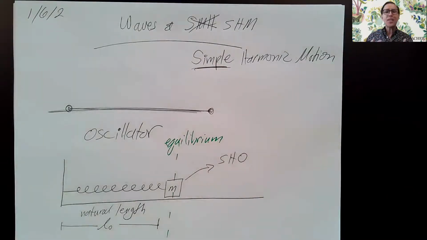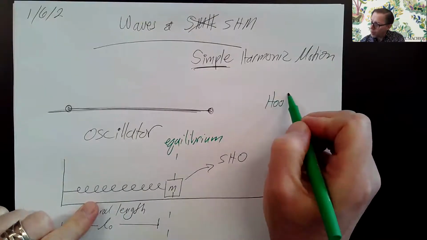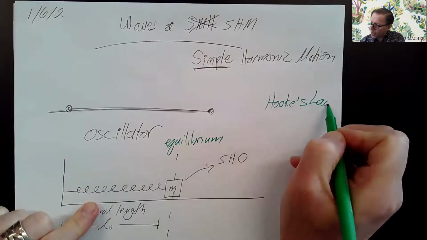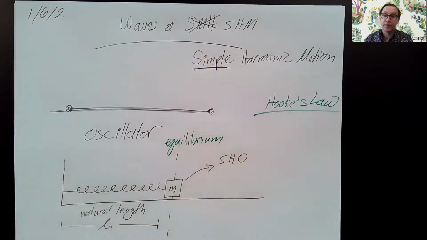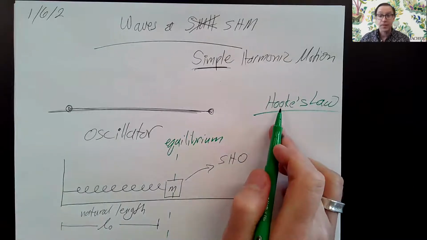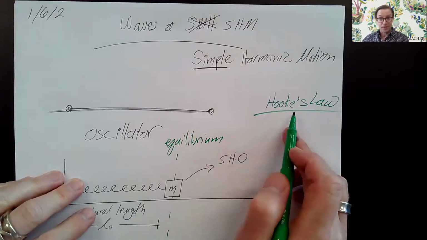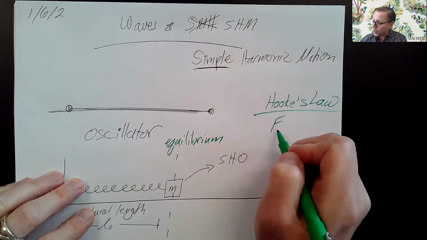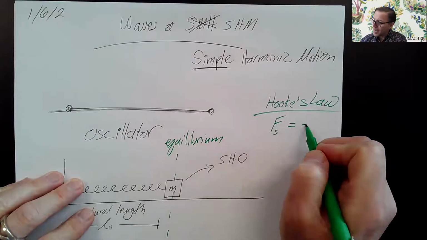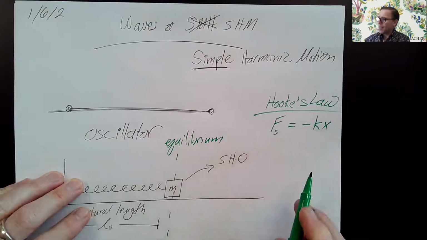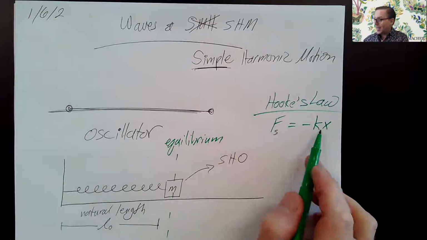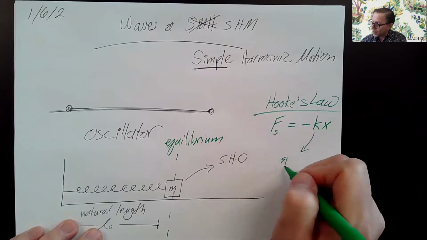So let's look at what caused this motion. What caused this motion was the spring. So do you remember Hooke's law? The name of the law is not important. I'm sure this Hooke person was a nice person, but I know nothing about this person except that this equation was named after this person. F, the force exerted by the spring, equals negative kx. Now, K is called the spring constant.